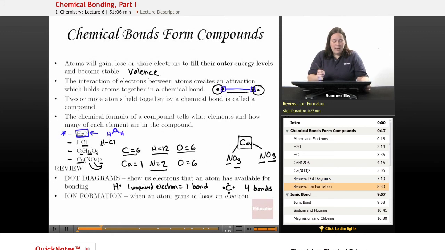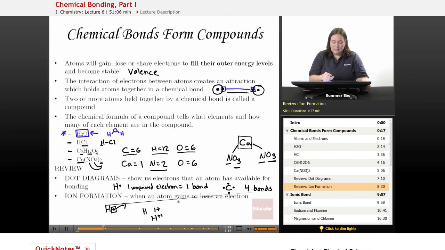Okay? And then the other thing we need to review is ion formation. Ion formation is when an atom gains or loses an electron. So hydrogen, with its 1 electron, might actually lose it to become more stable. If hydrogen loses that electron, hydrogen's left with whatever's in the nucleus. For hydrogen, that means there's 1 proton in the nucleus. If there's 1 proton and no electrons, that leaves hydrogen with a +1 charge. And that makes it an ion. So if an atom loses an electron, it's left with a positive charge.